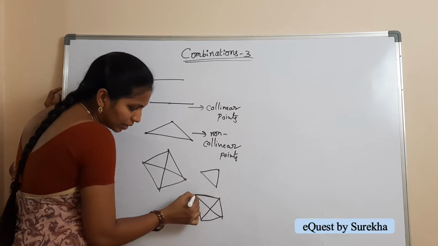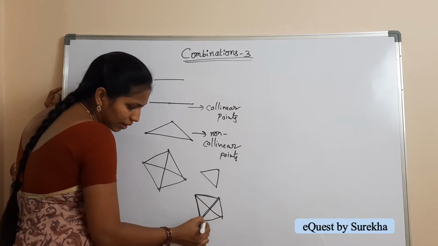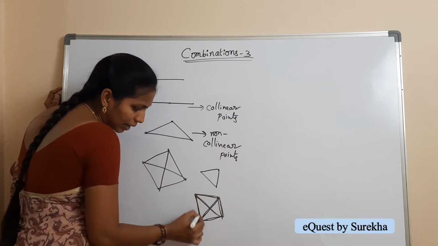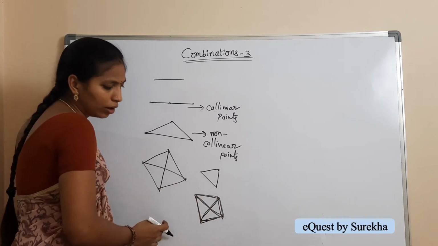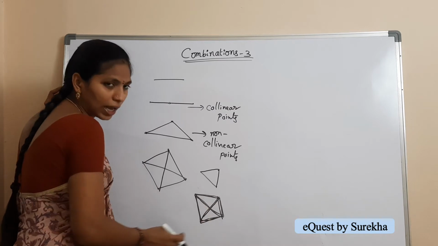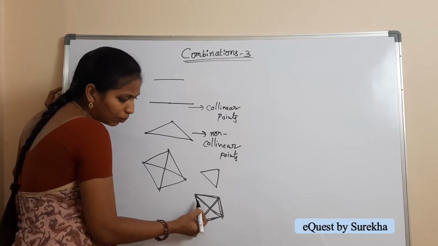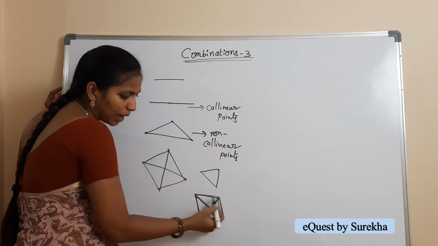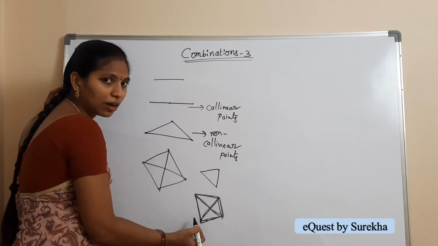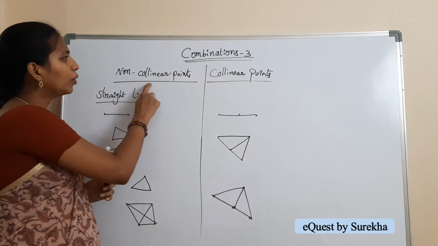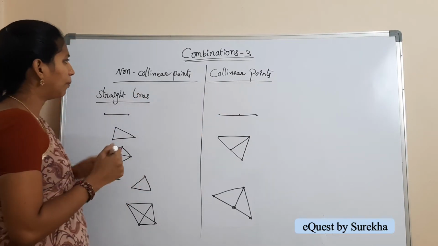Okay, see, this is one triangle and this is the second triangle and this is the third triangle and this is the fourth triangle. Don't count these small triangles because there is no point in the middle. Okay, points are only 4. By using these 4 points, we can draw only 4 triangles. Now see, non-collinear points and collinear points.